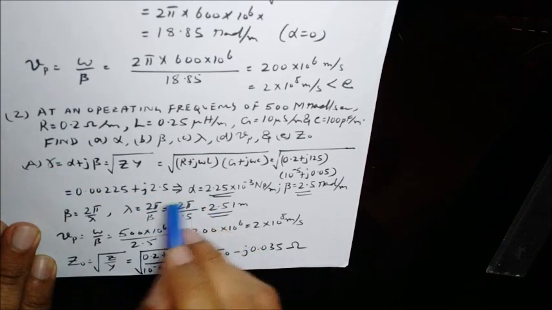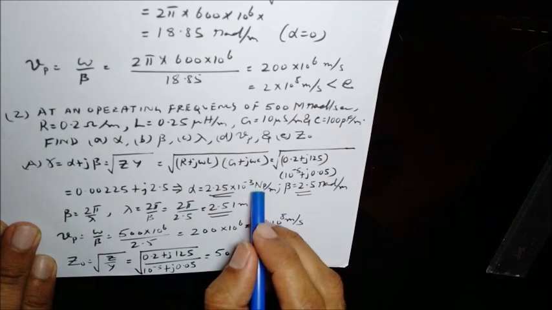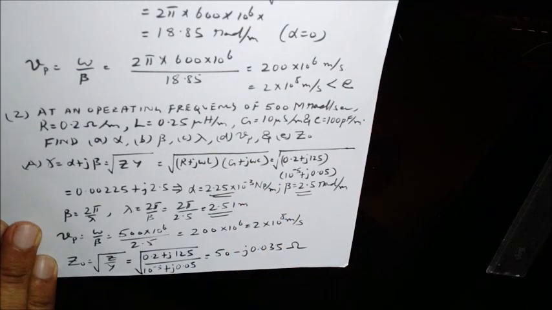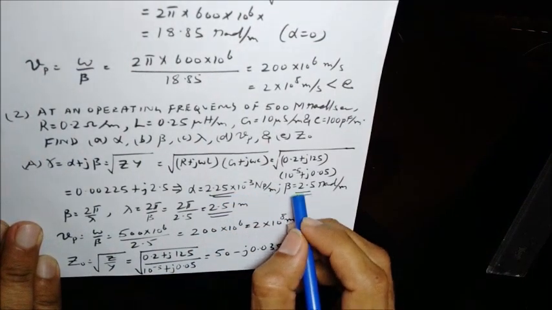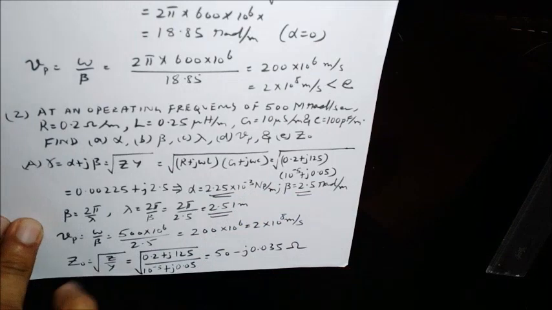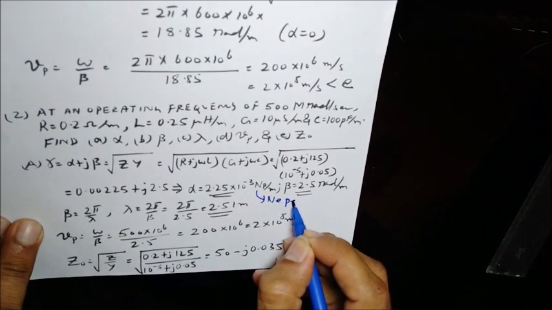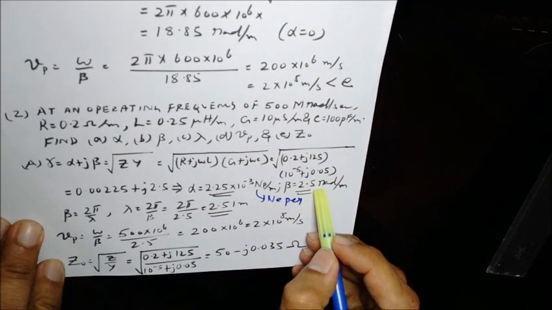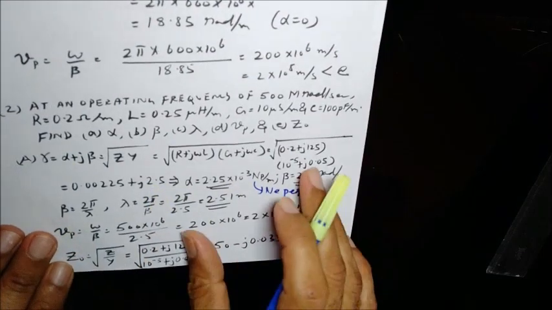Alpha is 0.00225, that is 2.25 into 10 power minus 3 Napier per meter. Don't write it as N by M, it becomes newtons per meter. So NP, you have to write it as Napier per meter, 2.25 into 10 power minus 3 Napier per meter. Napier, N-E-P-E-R. And beta is 2.5 radians per meter. It's obvious here, it's 2.5 radians per meter.